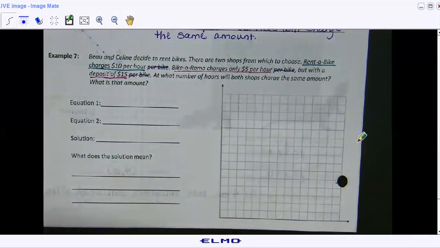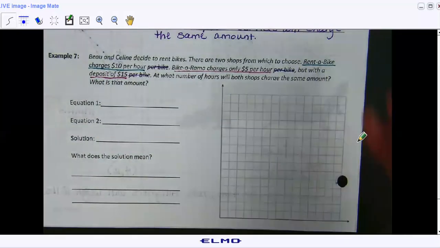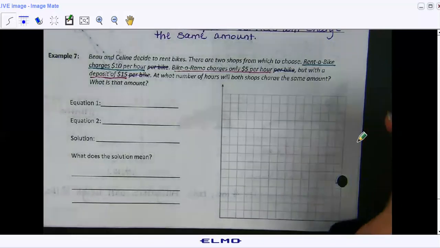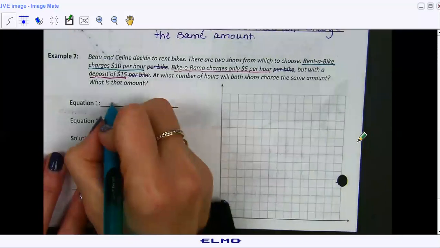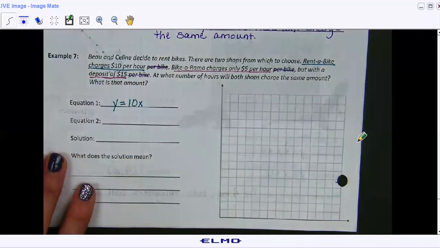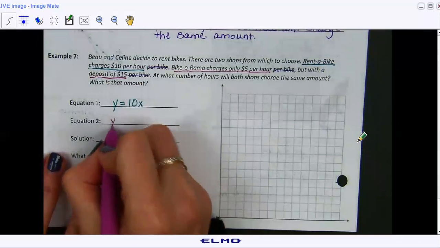Okay, so let's look at Rent a Bike. They charge $10 per hour. What would your equation be for that? Y equals 10x. And then what about equation 2? $5 per hour plus a deposit of 15.